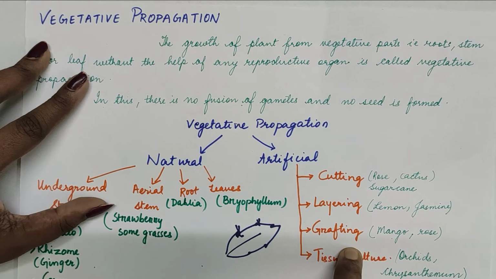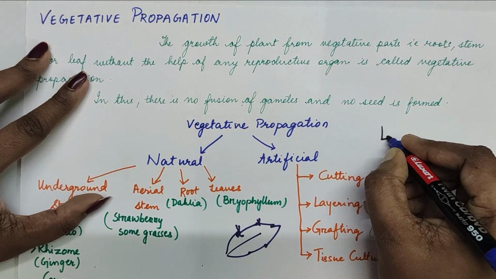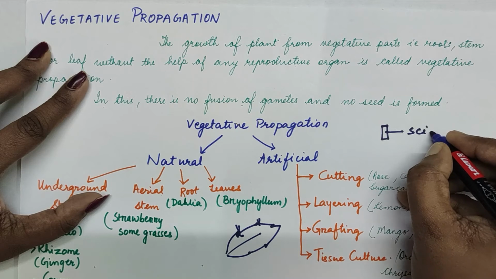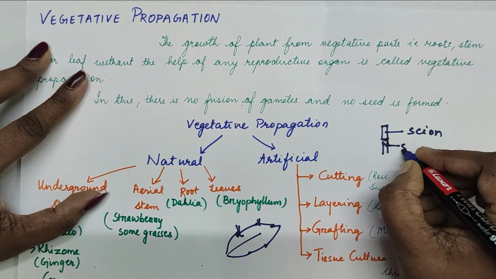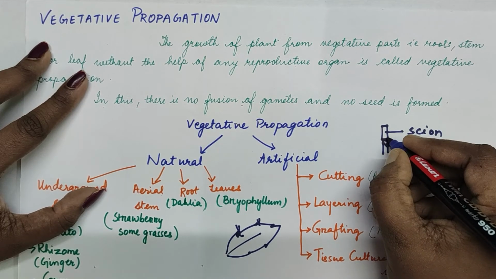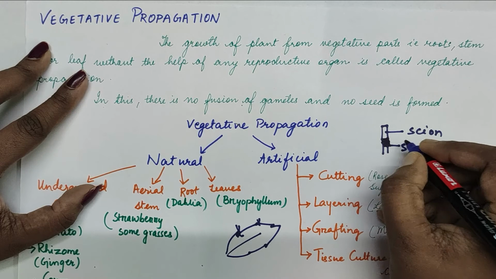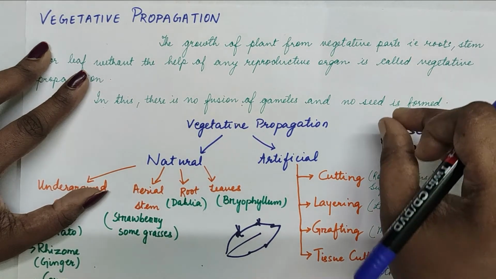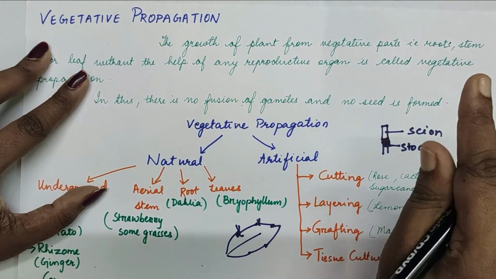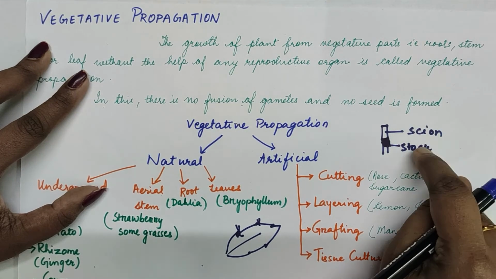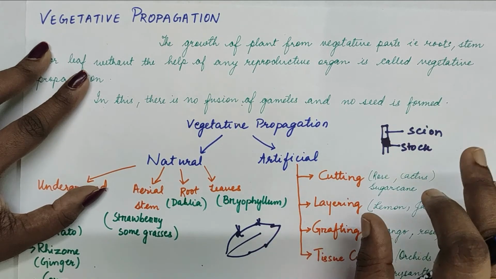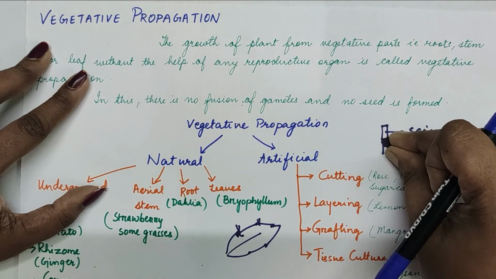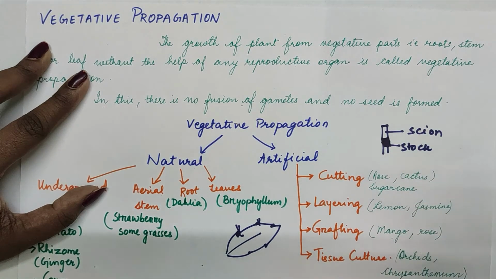Then we have grafting, in which we generally take two parts. The upper part is called the scion, and the lower part is called the stock. When we cut it and attach it properly and tie it, after some time both parts become one. The stock is of the old plant and the scion is of the variety that we want to grow, and it should be of the same species. When we put it together, we get a new grafted plant. So it may be done in rose and mango.